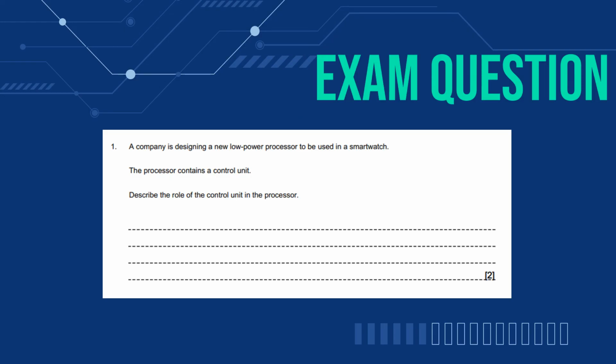Here's an example of an exam question. A company is designing a new low-powered processor to be used in a smartwatch. The processor contains a control unit. Can you describe the role of the control unit?